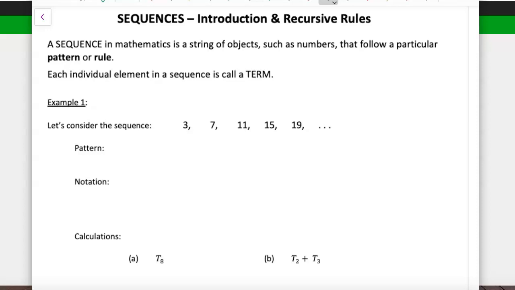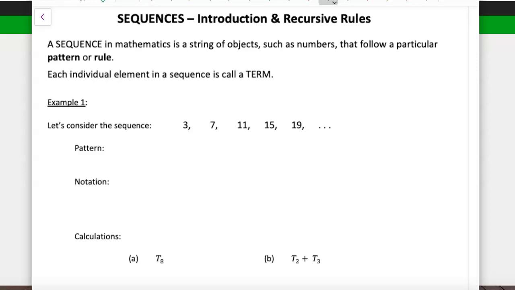So in this video we're going to have a look at sequences and how we can identify them and write a recursive rule. A sequence in mathematics is a string of objects such as numbers that follow a particular pattern or rule. When we look at a sequence of numbers, each individual element or each number in a sequence is called a term.